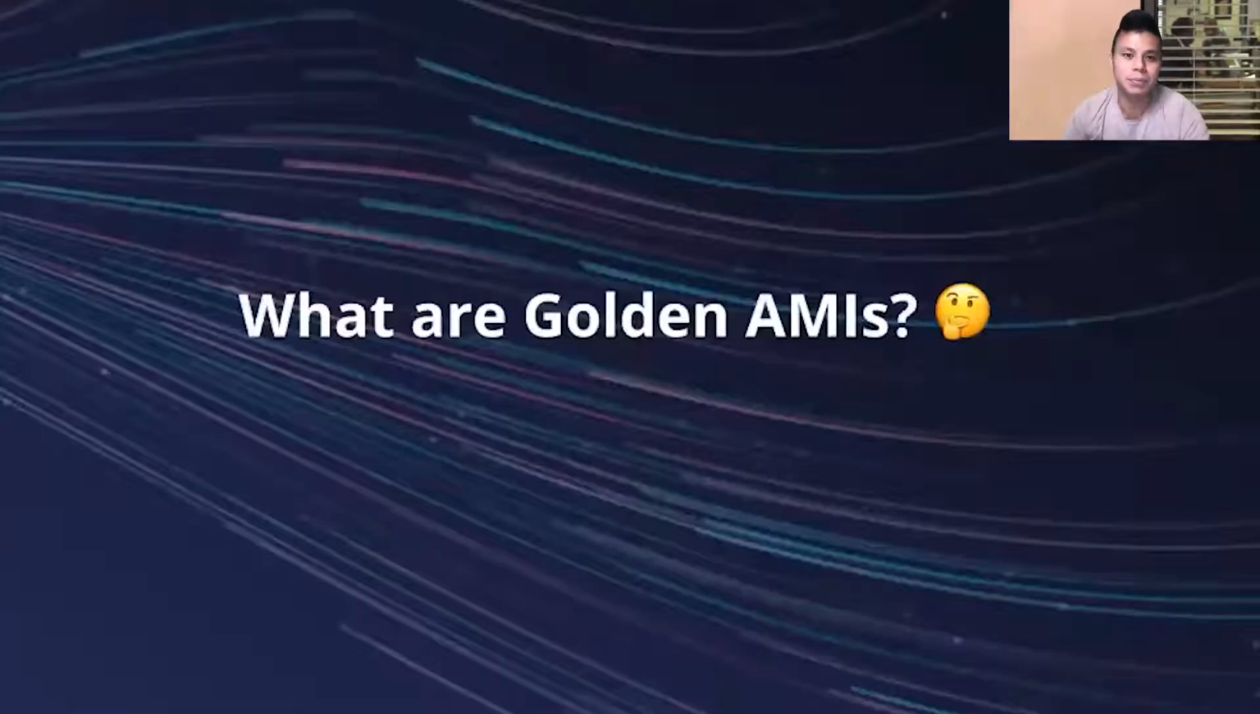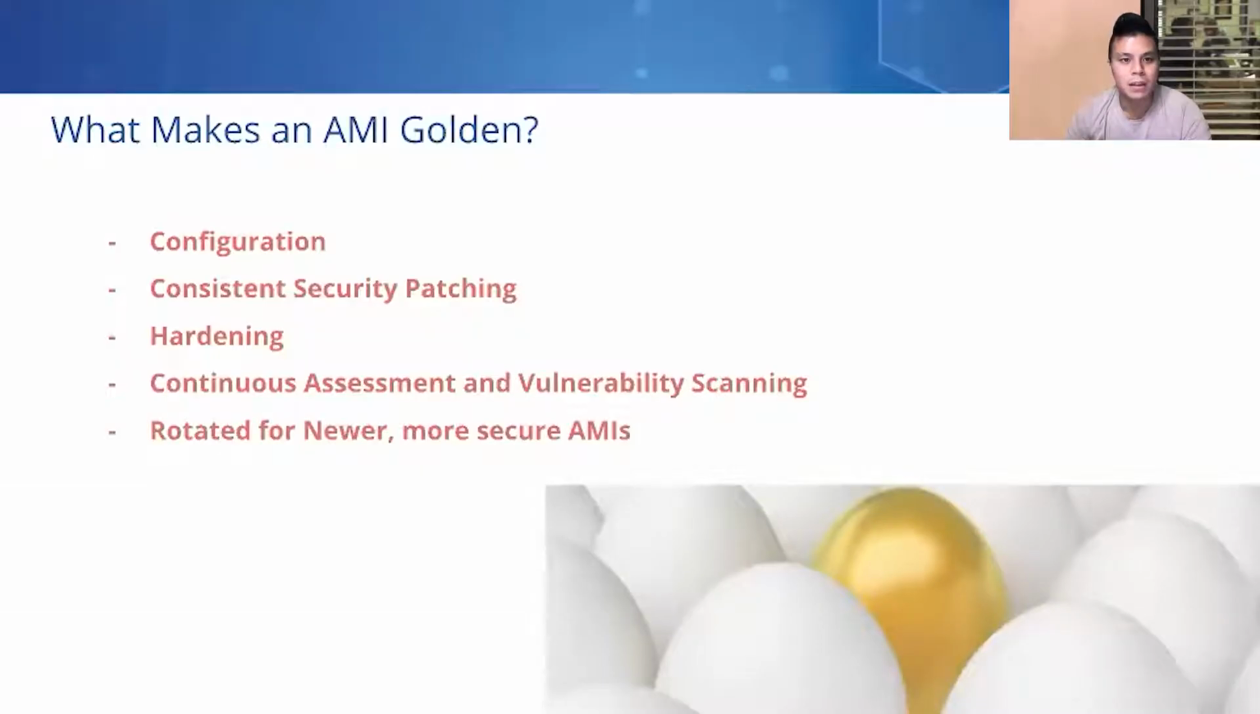So let's get started. First off, what exactly are golden AMIs? Well, a golden AMI is ultimately an Amazon machine image that is pre-configured with the OS of your choice, as well as embedded with the software that's required to run your applications. These AMIs are standardized through configuration, consistent security patching, and hardening. They need to be continuously assessed and scanned for vulnerabilities prior to distribution and deployment to your business units. They are also constantly being replaced by newer AMIs as they quickly become outdated as new vulnerabilities are discovered.